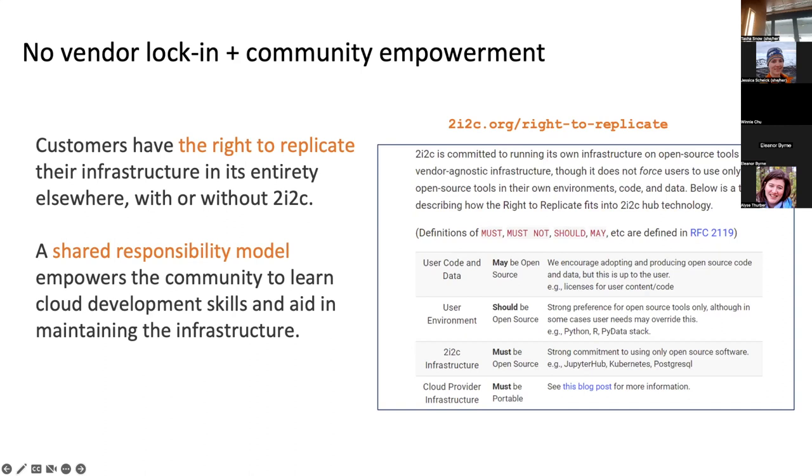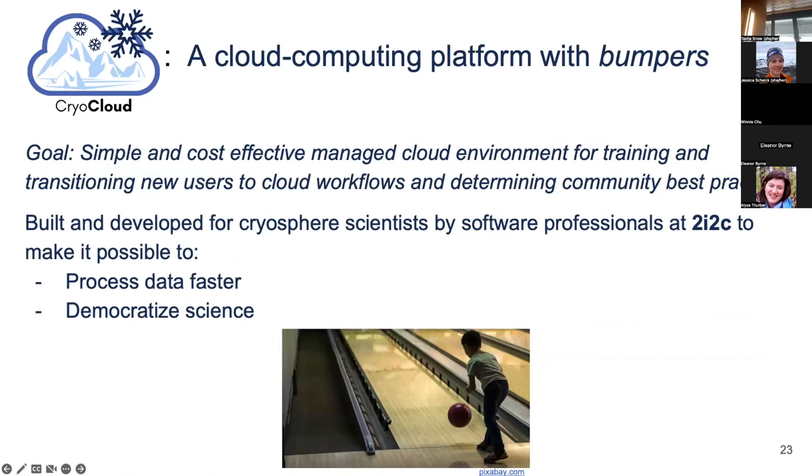So knowing how 2i2c functions, after going to that ICESat-2 science team meeting, we decided to build CryoCloud, which is a cloud computing platform with bumpers. It was meant to be a simple and cost-effective cloud-managed environment, as I mentioned yesterday, for training and transitioning new users to cloud workflows, and we want to create community best practices. It's built for cryosphere scientists by cloud engineers to be able to process data faster, democratize science, and work more collaboratively.